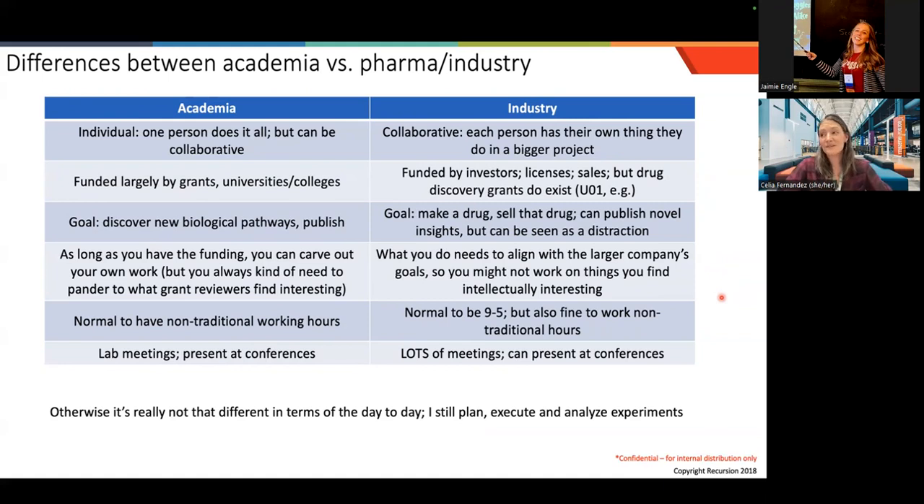I still do the same thing that I had done in labs in academia: run experiments, design experiments, analyze the data. It's all quite similar. It's just kind of your output is a little bit different. But yeah, it's a lot of fun. So I think that's it.